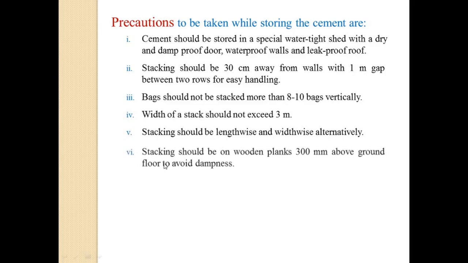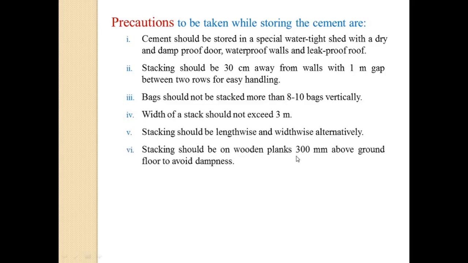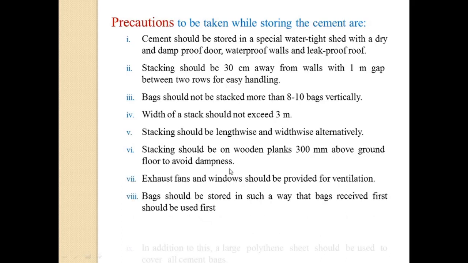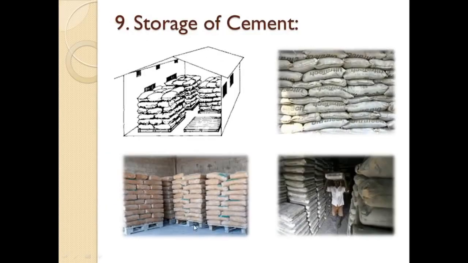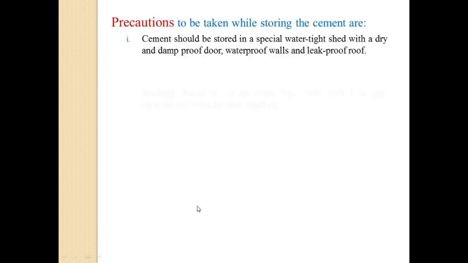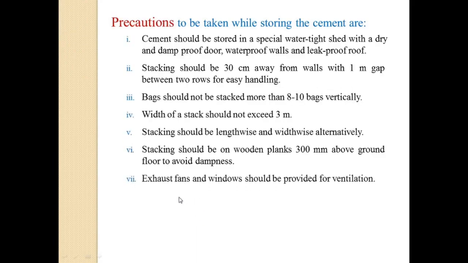Next, the stacking should be on wooden planks 300 mm above the ground floor to avoid the dampness of the floor. Here we can see the stack should be above the ground level, at least 300 mm in height. Next, an exhaust fan and windows should be provided for ventilation, so the dampness should not affect the cement bags.